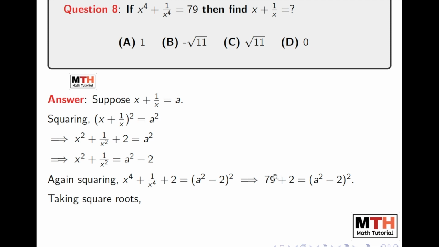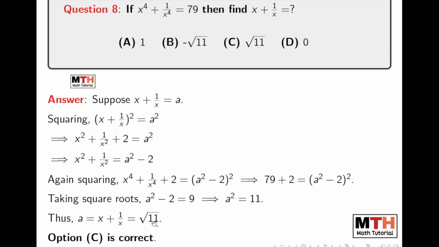Now the square root of 81 is 9, and the square root of (a square minus 2) whole square is a square minus 2. We are getting a square minus 2 equals 9. Thus a square equals 11. Hence the value of a, which is x plus 1 by x, equals square root of 11. Thus option C is correct.